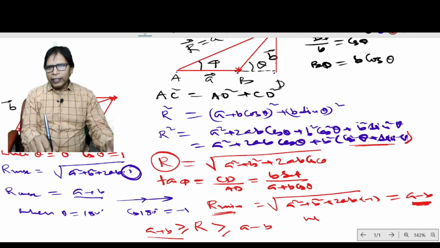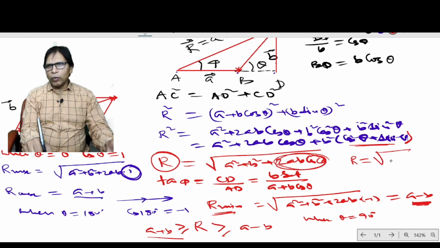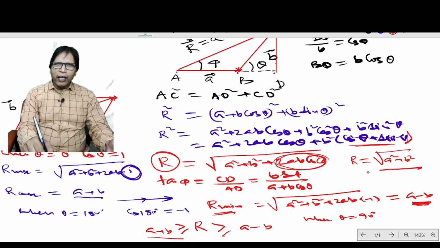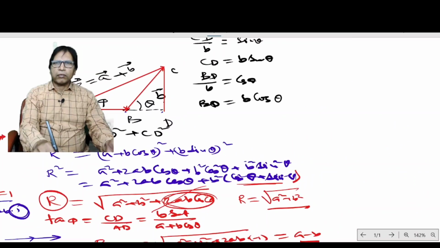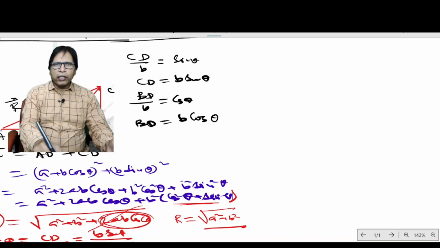Now when theta equals 90 degree, that is, the vectors are perpendicular to each other, this term becomes 0. So here R is equal to root under of A square plus B square. Okay. Now look at this.